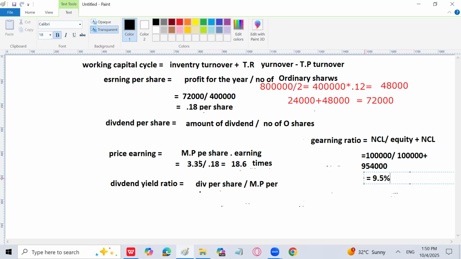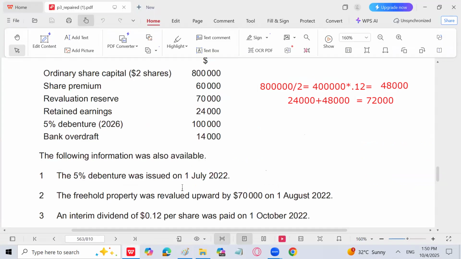Right? It means that most part of the business is financed by the equity. So the gearing ratio is quite good because this is a low geared company. We are not relying on non-current liability. The non-current liability is just 10% of the whole capital employed in the business. Okay.